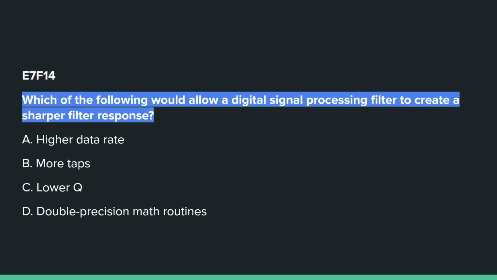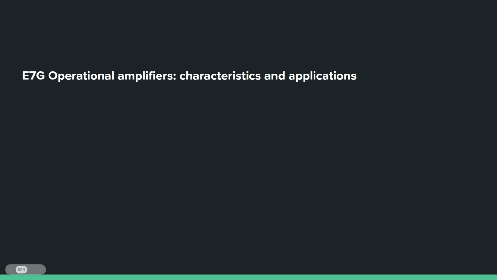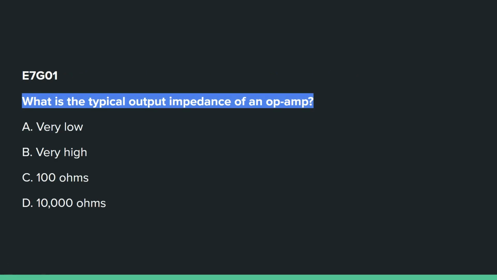E7F14, which of the following would allow a digital signal processing filter to create a sharper filter response? B, more taps. E7G, operational amplifiers, characteristics and applications. E7G01, what is the typical output impedance of an op amp? A, very low.